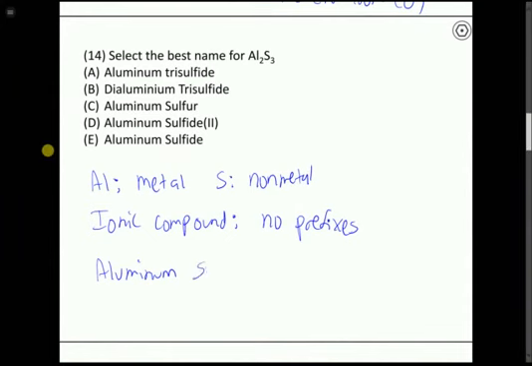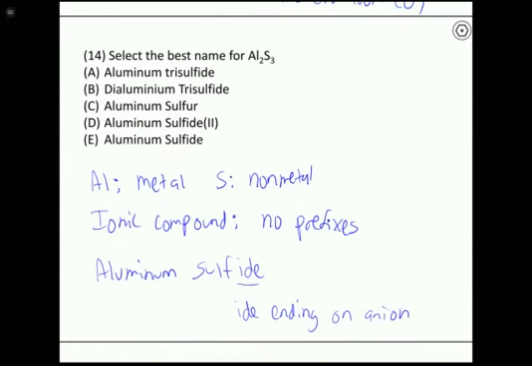And then for the nonmetal, we put the root name sulf, and then we change the ending to IDE. Now the IDE ending occurs for both covalent and ionic compounds. The big difference is that for a covalent compound, we would include prefixes which tell us how many of each atom we have. So you have an IDE ending on the anion in ionic compounds. It also appears in covalent compounds, but in this case there are no prefixes. So aluminum sulfide is the correct name. So we don't want to include any prefixes, which would eliminate these two. This one has the wrong ending on the sulfur, and in this one we don't put anything in parentheses after the anion, only after the cation if it's a transition metal.